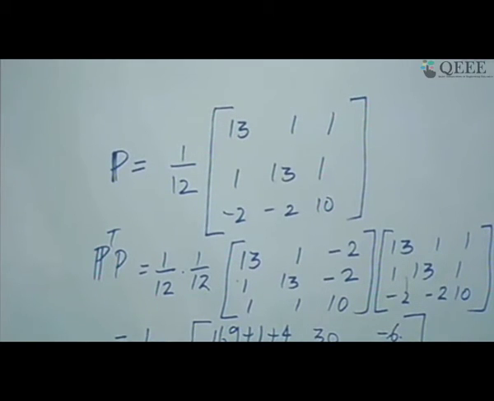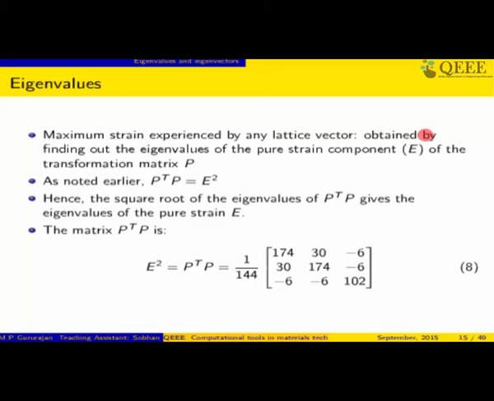Okay, let's go back to the slides. So you now have given the transformation matrix. You can take the transpose of the transformation matrix, and multiply the transpose with the matrix, that is equal to the pure strain squared. So this is the matrix you have. Now we want to get the eigenvalues of this matrix, because if I get the eigenvalues of this matrix, then I will be able to say what is the direction, or which lattice vector is going to experience maximum strain.